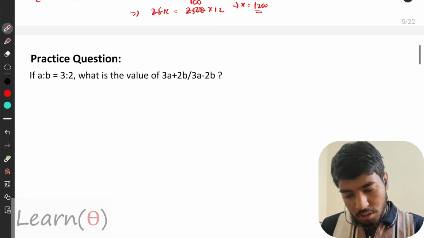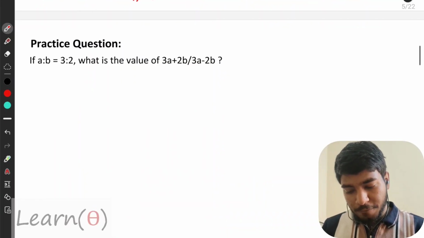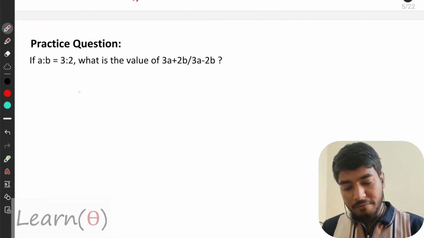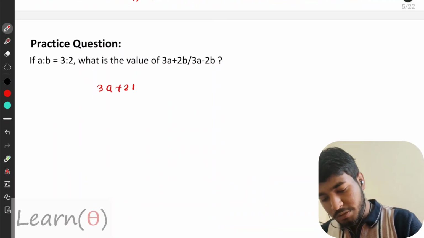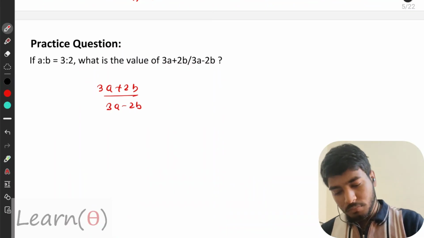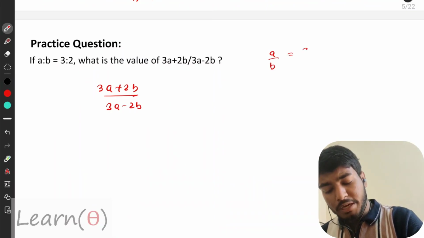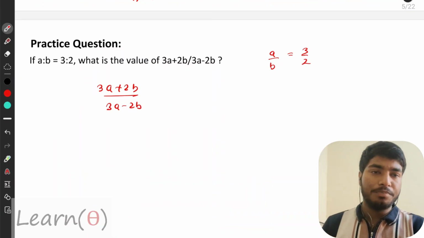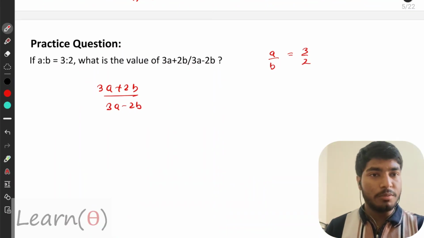The next question is, if a by b is 3 by 2, then find the value of (3a plus 2b) divided by (3a minus 2b). Now this is a good question. How to solve it? What is given to me? I am given that a by b is equal to 3 by 2.